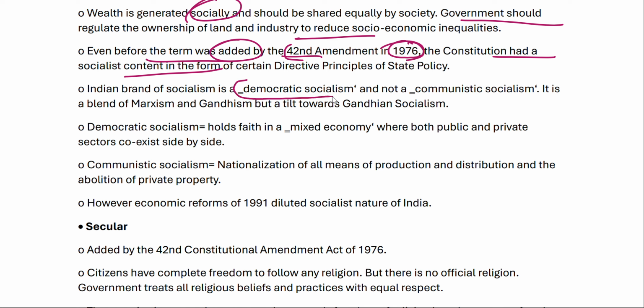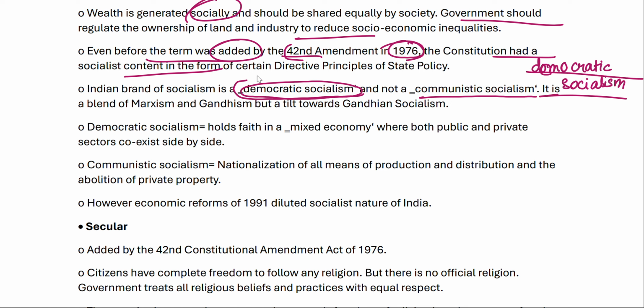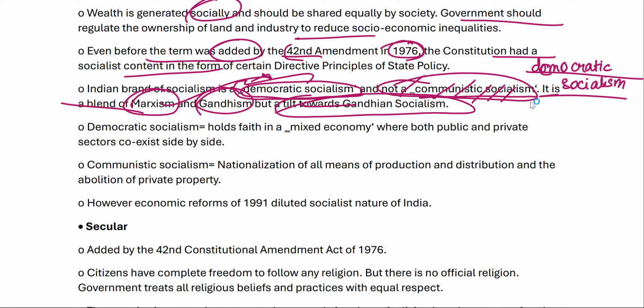The Indian brand of socialism, we call it democratic socialism and not communistic socialism. It is a mix of Marxian plus Gandhian thought, slightly tilted towards Gandhianism. Marx plus Gandhi is what we have, with democratic socialism tilting towards the Gandhian.